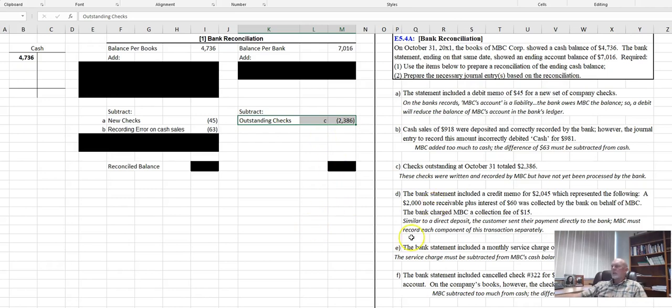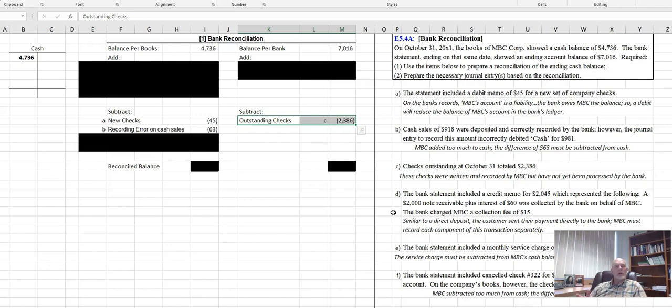Item D, the bank statement included a credit memo of $2,045, which represented the following: $2,000 note receivable plus interest of $60 collected by the bank on our behalf, and then the bank charged us a collection fee of $15. So what happened here is a customer owes us some money on a $2,000 note receivable, and instead of sending the money to us, we had it set up where they would send it directly to the bank.